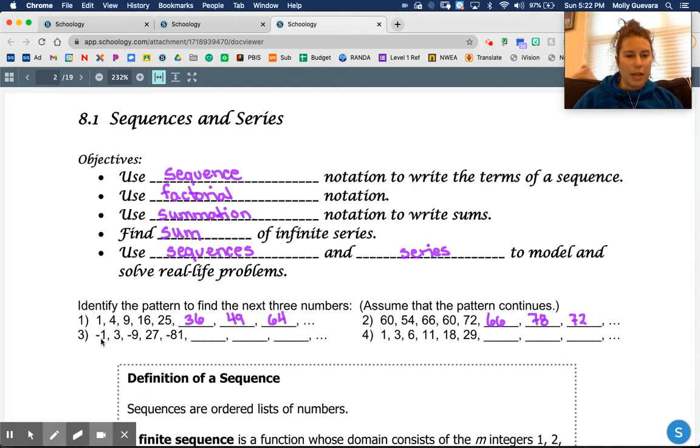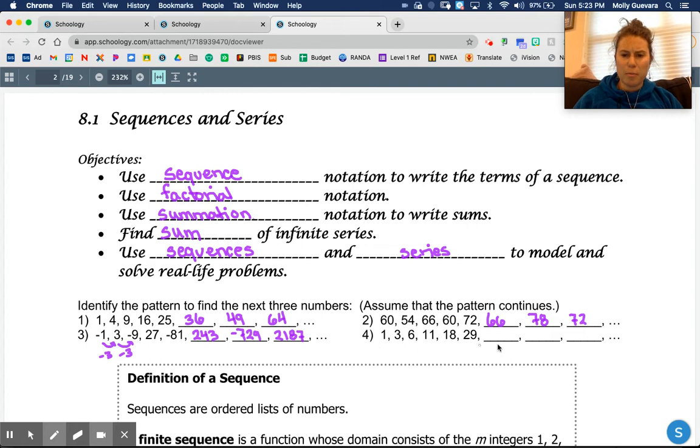Number 3 is -1, 3, -9, 27, -81. So I'm multiplying by -3 here, right? So -1 times -3 is 3. And then 3 times -3 is -9, and so on. So -81 times -3 is positive 243. If I multiply that by -3, I get -729. And multiply that by -3, and I get positive 2187. Dot, dot, dot.